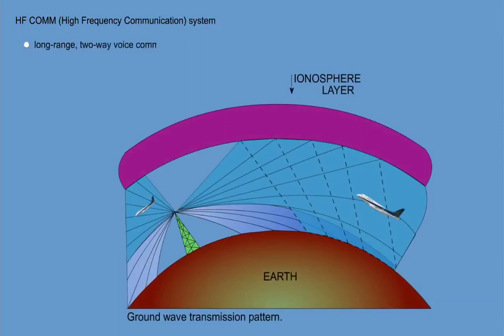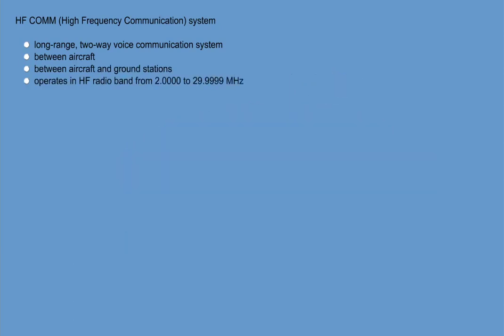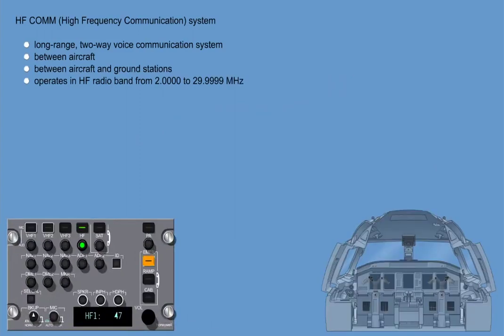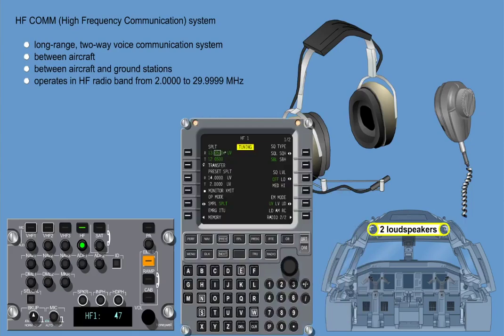The HF-COM, or High Frequency Communication System, is a long-range two-way voice communication system between aircraft or between aircraft and ground stations, and operates in the HF radio band from 2.0000 to 29.9999 MHz. The digital audio panels in the cockpit connect the HF-COM system to the radio headsets, microphones, and loudspeakers in the aircraft, while the MCDUs are used to set the radio frequency and mode.